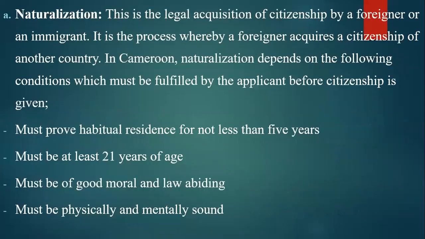Then the last form is through naturalization. Naturalization is the legal acquisition of citizenship by a foreigner or an immigrant. It is a process whereby a foreigner acquires the citizenship of another country. In Cameroon, naturalization depends on the following conditions, which must be fulfilled by the applicant before citizenship is given. What are some of the conditions? You must prove habitual residence for not less than 5 years, be at least 21 years of age, be of good moral character and law abiding, and be physically and mentally sound.